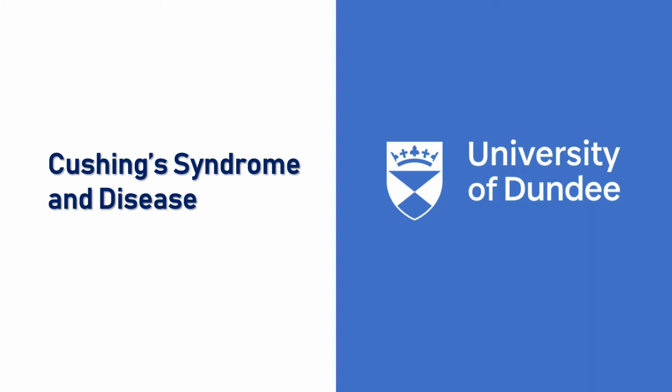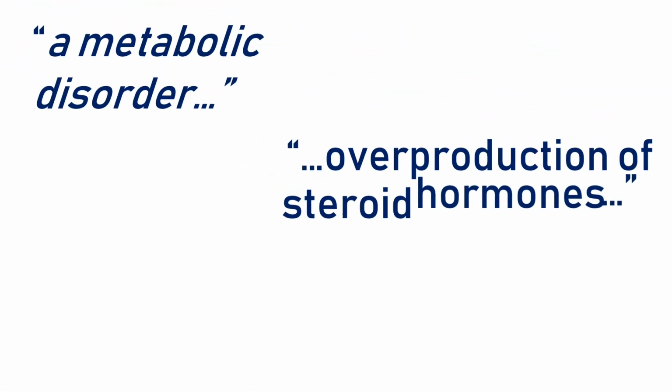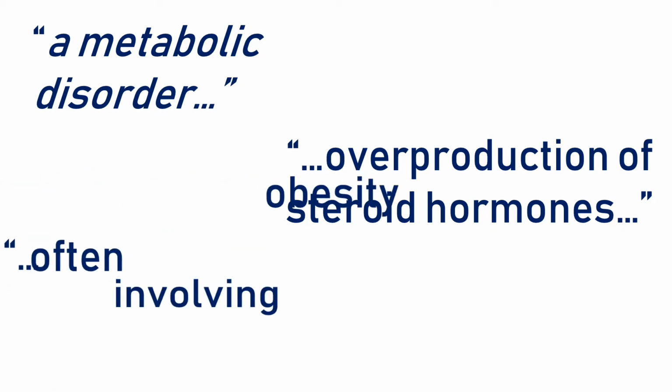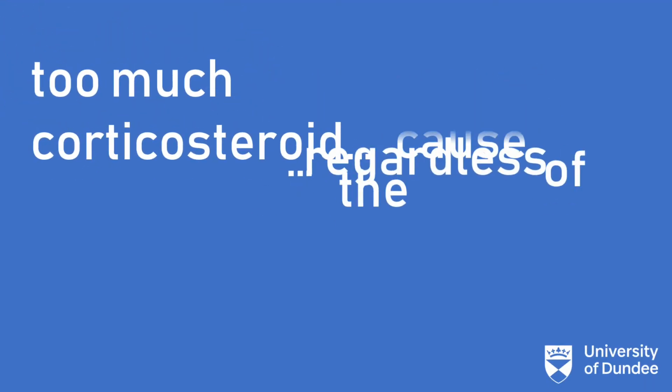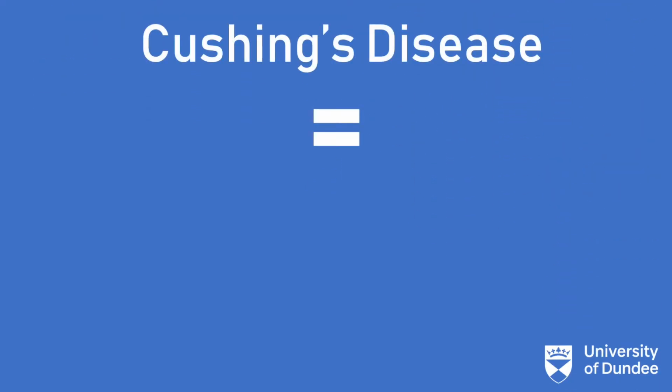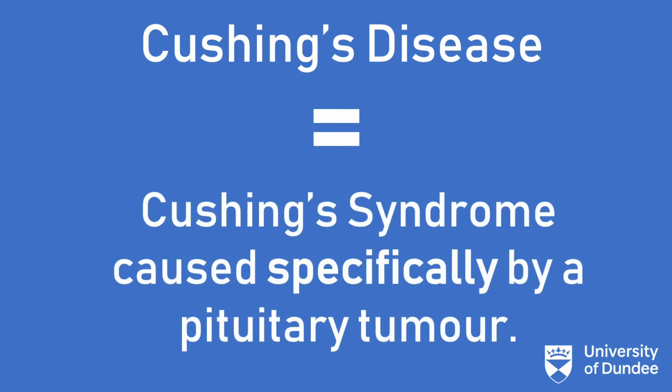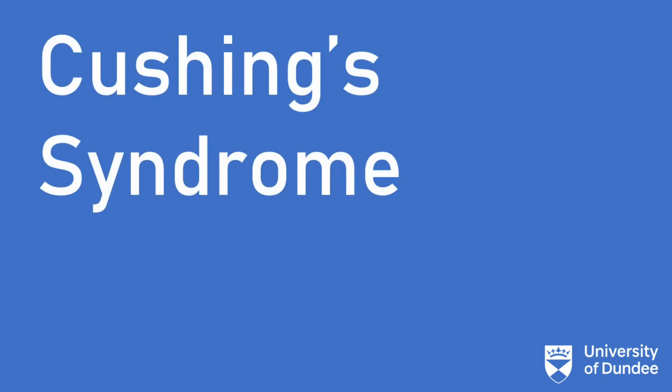Diagnosing Cushing's syndrome and disease. The first thing that is important to understand here is the difference between Cushing's syndrome and Cushing's disease. The definition of Cushing's syndrome is as follows: a metabolic disorder caused by overproduction of corticosteroid hormones by the adrenal cortex, and often involving obesity and high blood pressure. In other words, the syndrome is simply a state of having too much corticosteroid, regardless of the cause. Cushing's disease, on the other hand, is Cushing's syndrome caused specifically by a tumour of the pituitary gland. It is important to note, therefore, that these are not distinct and different conditions, but that the syndrome is more general, whereas the disease is a specific subtype of the syndrome.